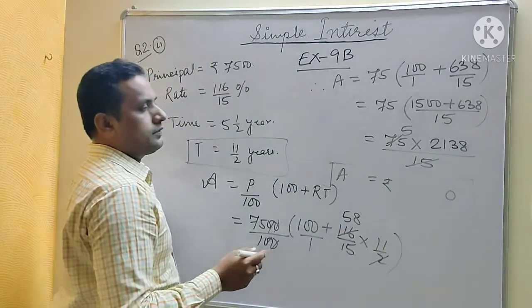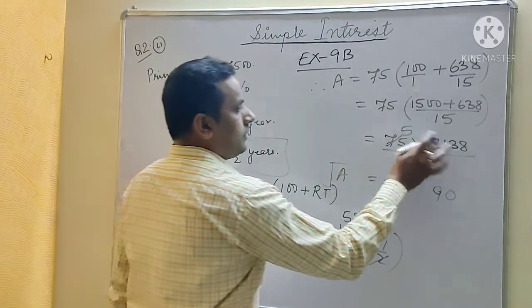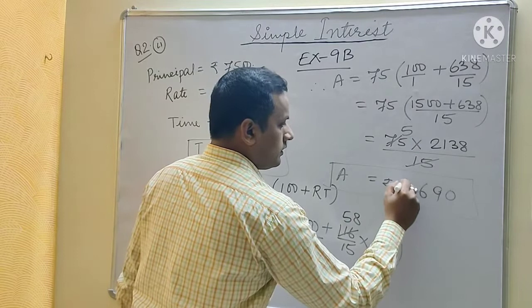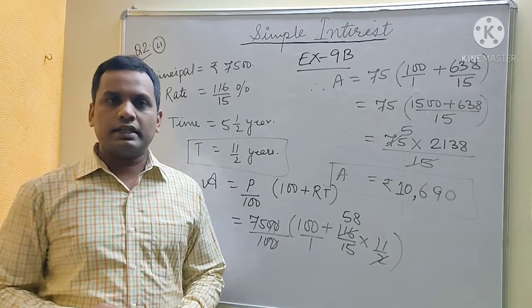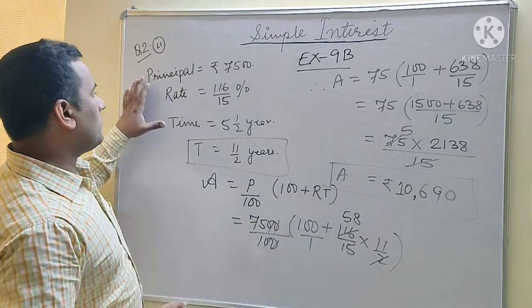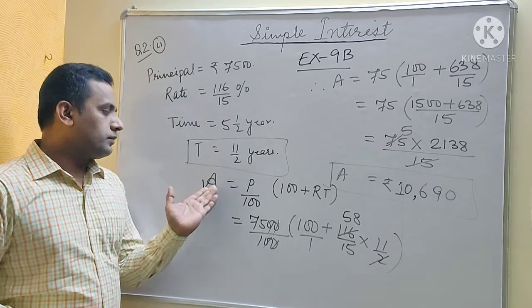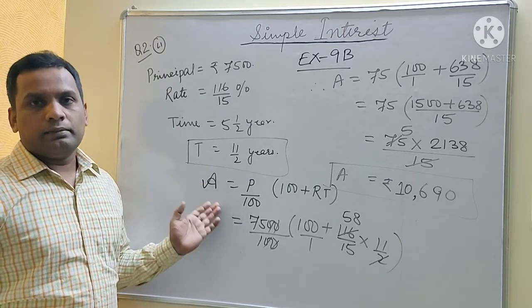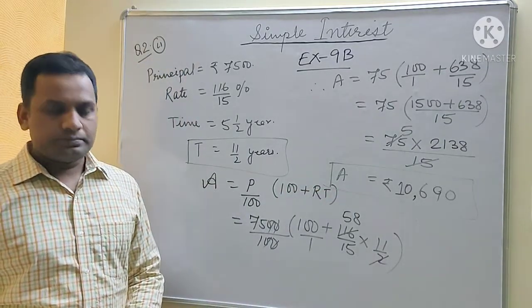Further we can cancel out and we will get final amount equal to 8 fives are 40, carry 4, 5 threes are 15 and 4, 19, carry 1, and 5 ones are 5, 6, 5 twos are 10. So our answer must be 10,690. So if the principal, rate and time are given, directly we can use the formula of amount, and with that we can get the amount directly equal to rupees 10,690. Clear?